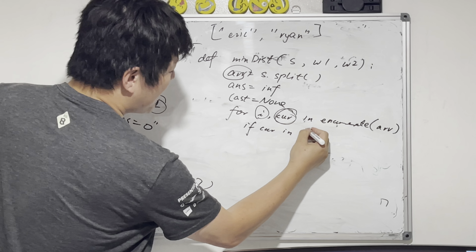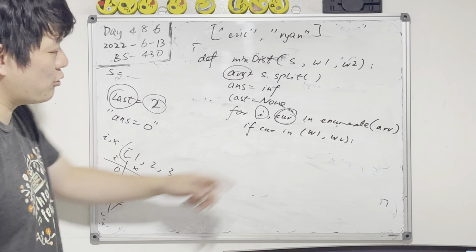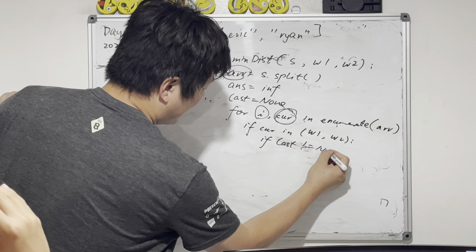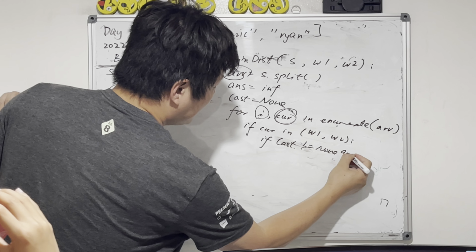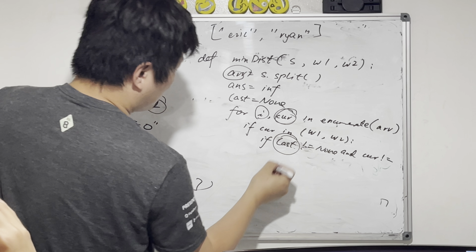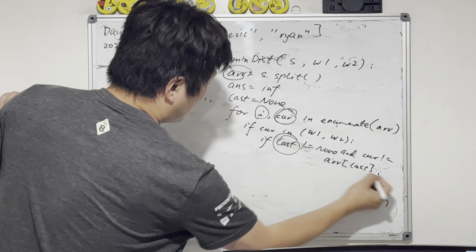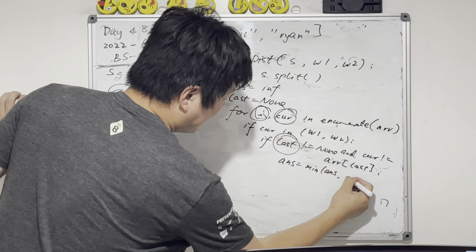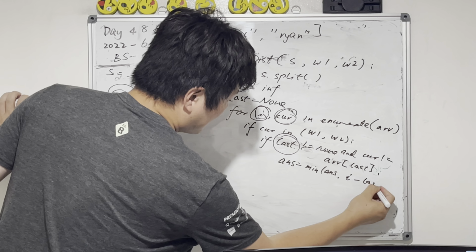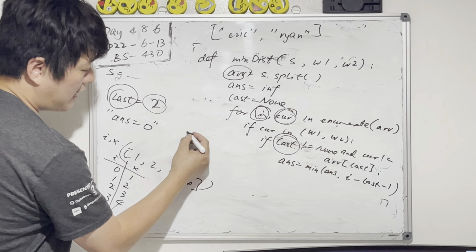If current is in W1 or W2, if it's in one of these words, first of all, last is not none, because at the beginning it's none, and the current is not equal to the one at the stored index, array last, then we calculate the distance. Answer equals the minimum of answer and: current index is i, the previous index is last, the number of words between them is i minus last minus 1.